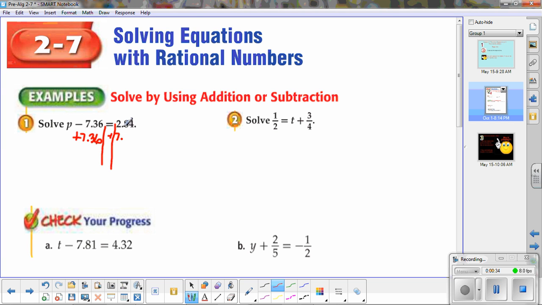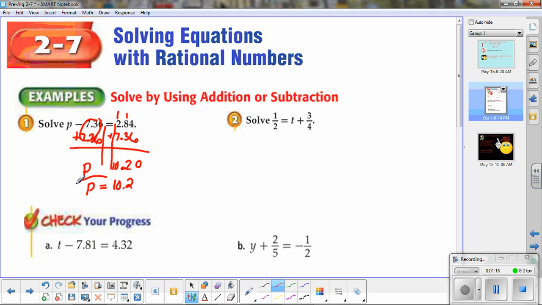When we're working with decimals, you'll also want to line up the decimal when you're adding or subtracting. Over on the left side, this will end up being 0, and p take away 0 is just p. And then on this side, 4 plus 6 is 10, 8, 9, 10, 11, 12. Decimal point straight down, 7 plus 2 plus 1 is 10. 10 and 20 hundredths really is just 10 and 2 tenths.